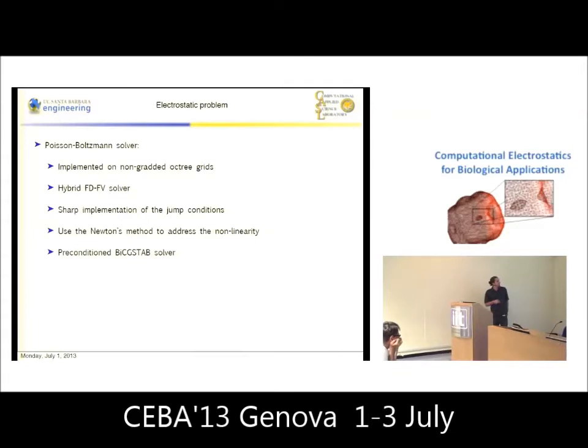We handled the nonlinearity in the Poisson-Boltzmann equation using the Newton method, which is pretty standard for this kind of problem. And for the solver, we use a typical preconditioned BiCGStab solver. So in practice, solving for the electric field on a molecule with millions of grid points takes less than 1 hour in serial. So just to give you an idea.